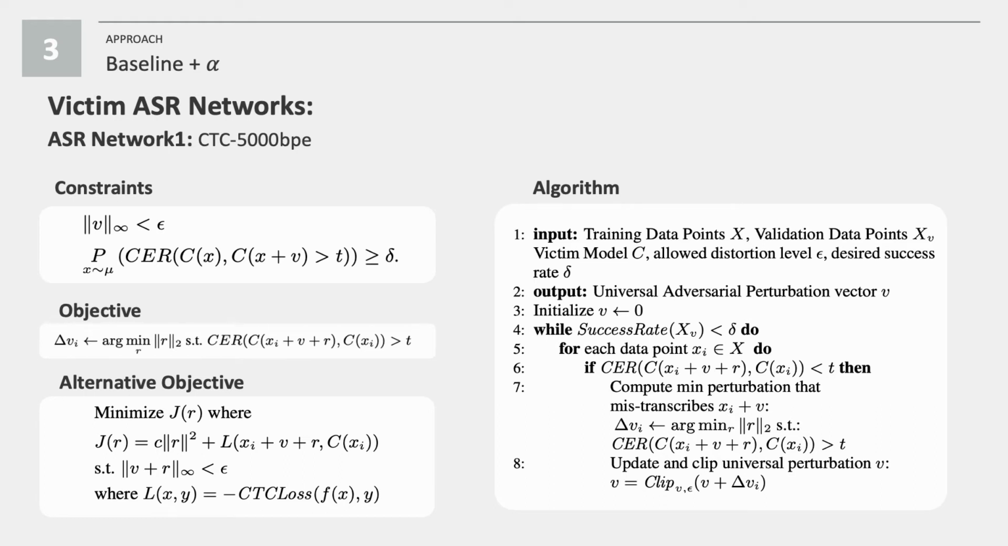We consider generating a perturbation successful if CER is higher than 0.5 on each data point. If the perturbation meets our desired success rate over all training data points, the universal perturbation is prepared. We can just add this to the test data points at inference time.